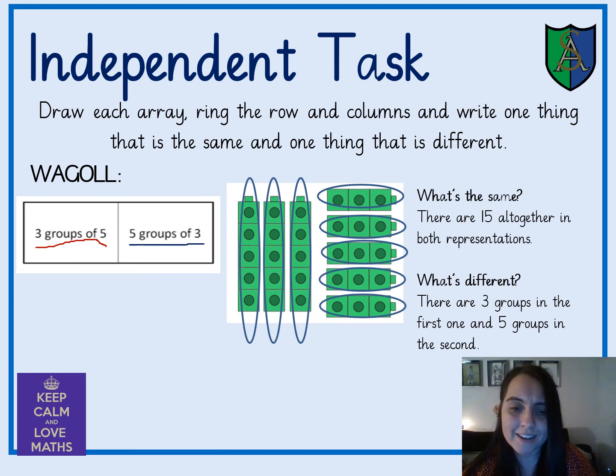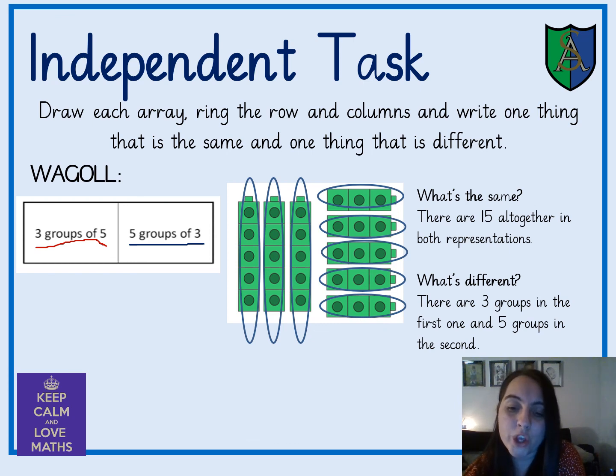You could have said there are 3 columns in the first one and 5 rows in the second one, but that might be something that's the same for both representations. I'll let you decide that one. Okay, so it's over to you now. You can get on with your independent activity.